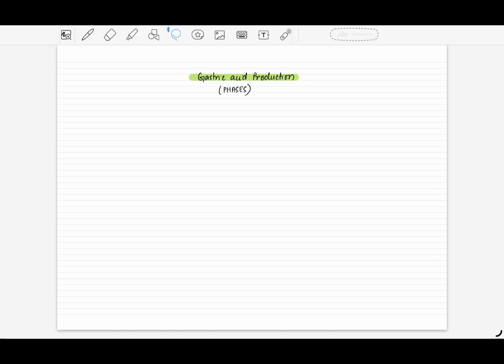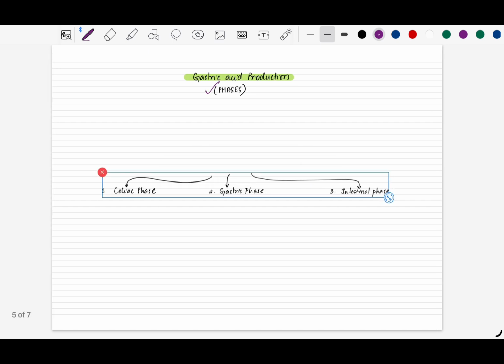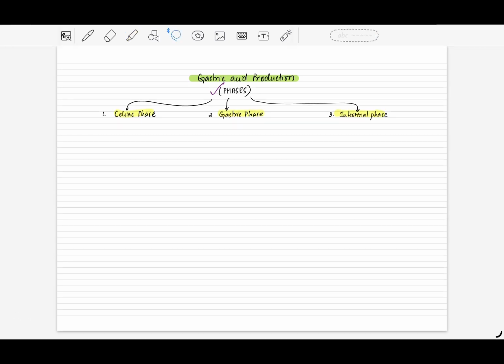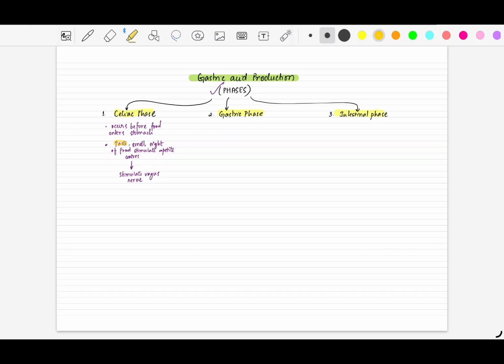Now let's discuss the gastric acid production. First, we are going to discuss its phases. Now it has three phases. Number one, we have the cephalic phase, then we have the gastric phase, and then the intestinal phase. Let's discuss each phase in detail. The cephalic phase is when the gastric acid is produced even before the food enters the stomach, and it occurs when the taste, smell, and sight of the food stimulate the appetite centers, thus stimulating the vagus nerve. The cephalic phase accounts for 30% of gastric acid production.